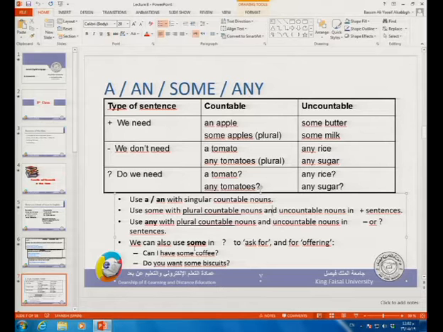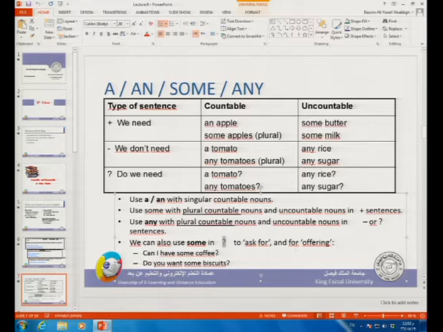We can also use some in questions. Remember, we said that in questions we use any. Do we need any tomatoes? But we can use some in questions to ask for something and for offering. It's used when we ask somebody to do something, when we offer to do something. For example, look at this. Can I have some coffee?